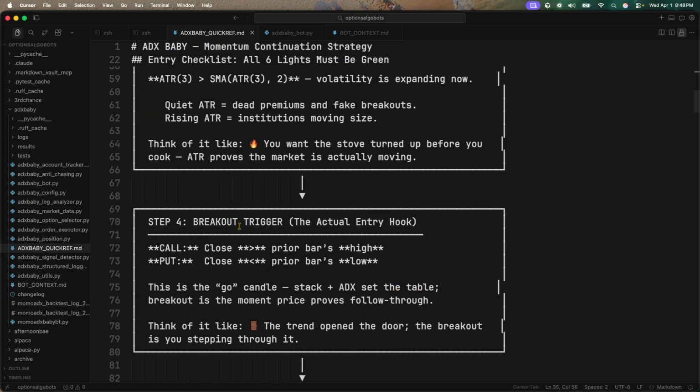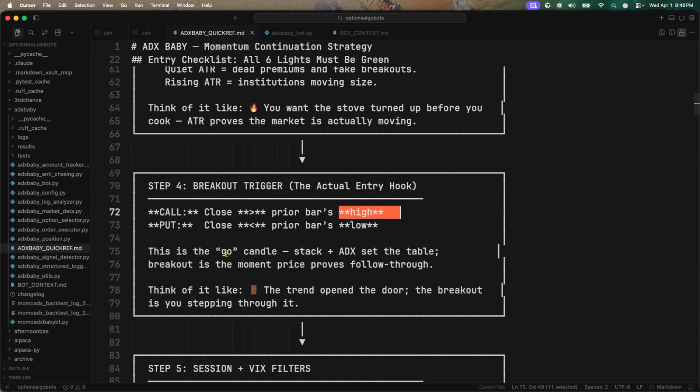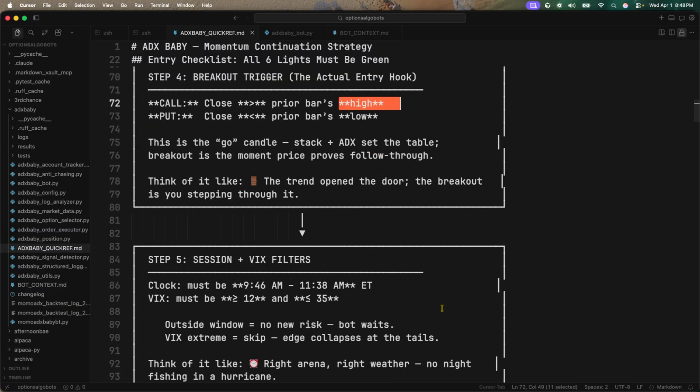Then our breakout trigger is that for a call, the price closes greater than the prior bar's high, and then the inverse for a put. The candle stack plus ADX sets the table, and the breakout is the moment that proves the follow through. Think of it like this: the trend opens the door, and the breakout is us actually stepping through it.